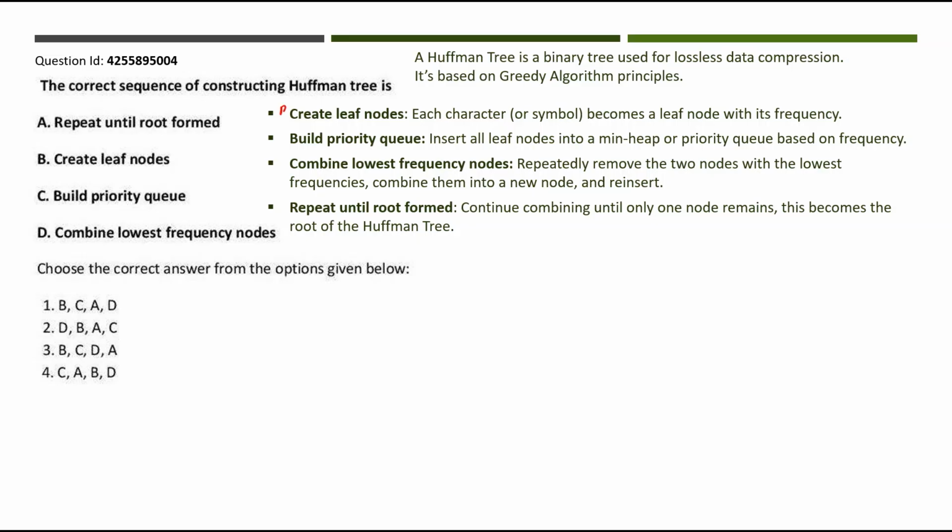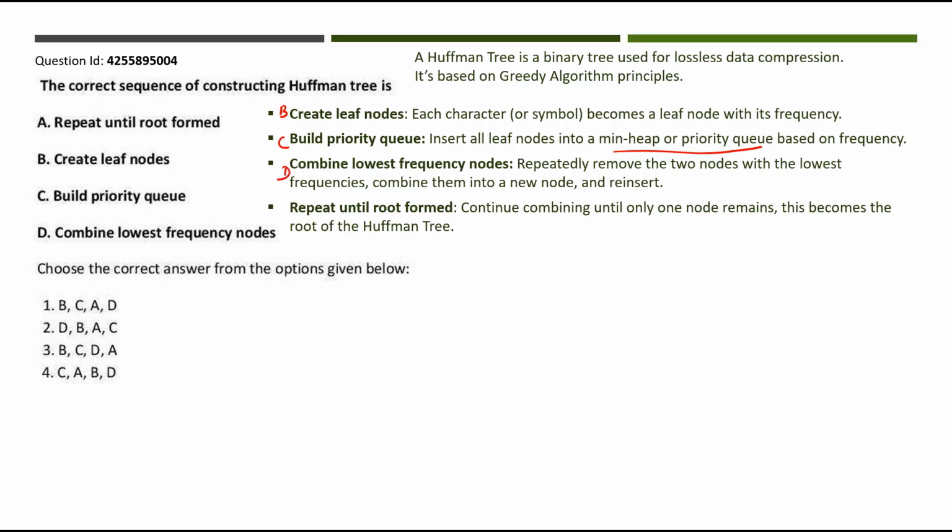So leaf nodes is B, priority queue is C. What is building a priority queue? Inserting all leaf nodes into a minimum heap or priority queue based on frequency. Combine lowest frequency nodes. The purpose of inserting the leaf nodes into min heap or priority queue is to combine the lowest frequency nodes.